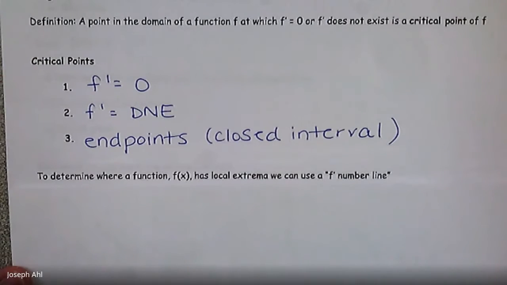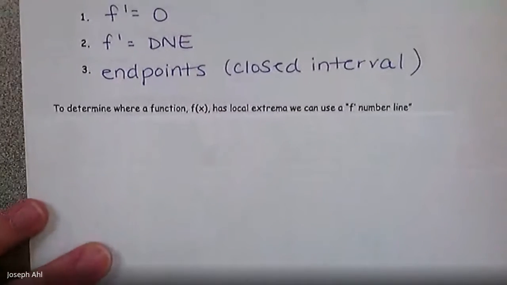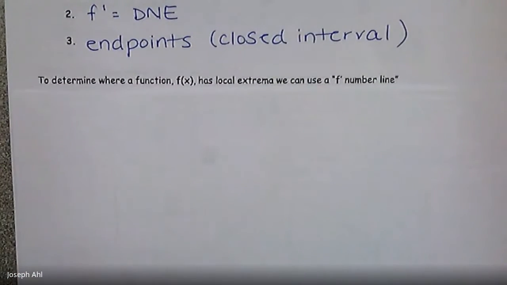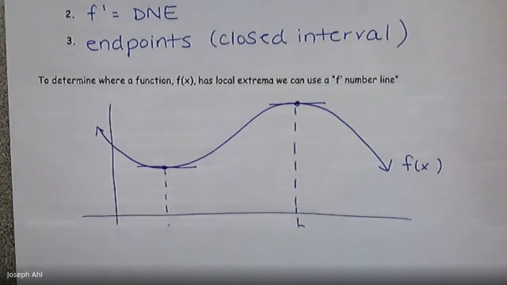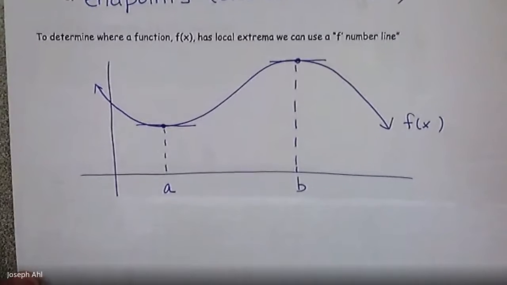To determine where a function f of x has local extrema, we can use an f prime number line. This will become pretty classic in our examples for curve sketching. F prime number lines help us to justify where a function is increasing, decreasing, and where it exhibits extreme values. So here's an example of a graph that I'll have you copy into your notes. We have this graph f of x.